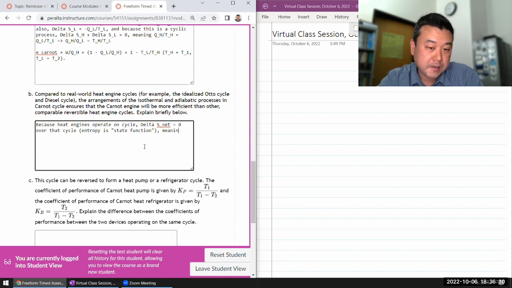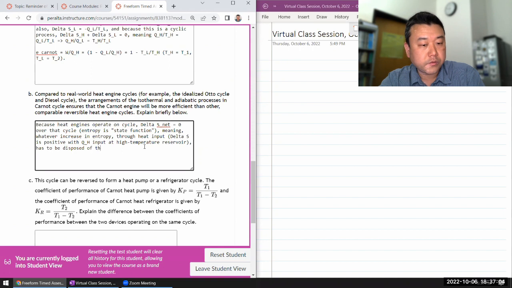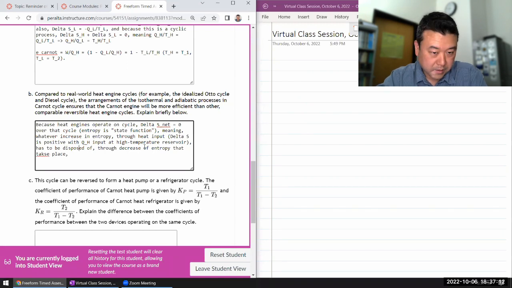Over the cycle, meaning whatever increase in entropy through heat input, delta S is positive with the QH input at the high temperature reservoir, has to be disposed of through a decrease of entropy that takes place with heat output. Delta S is negative with a QL output at the low temperature reservoir.